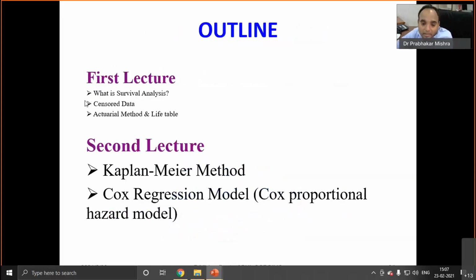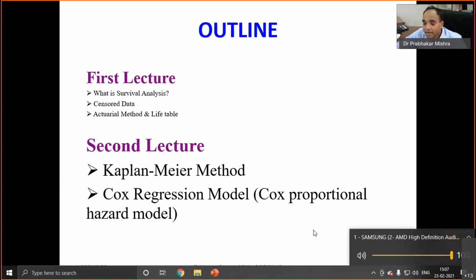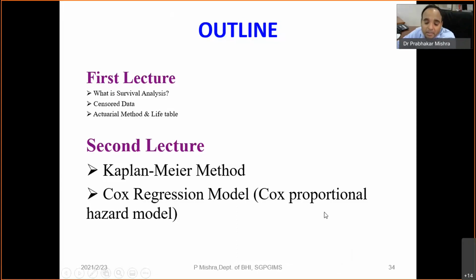Yesterday we discussed the introduction of survival analysis, censored data, as well as the concept of survival analysis data, and the types of statistical methods used in survival analysis. There are three methods used in survival analysis. The first is the life table, the second is the Kaplan-Meier method, and the third is the Cox regression model. The Cox regression model's other name is the Cox proportional hazard model.